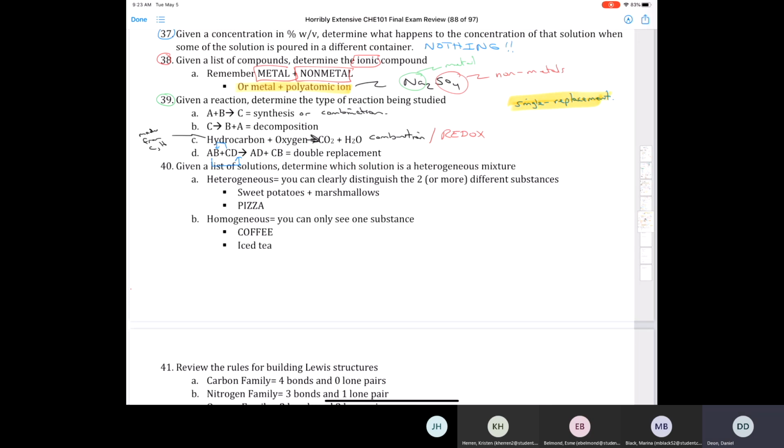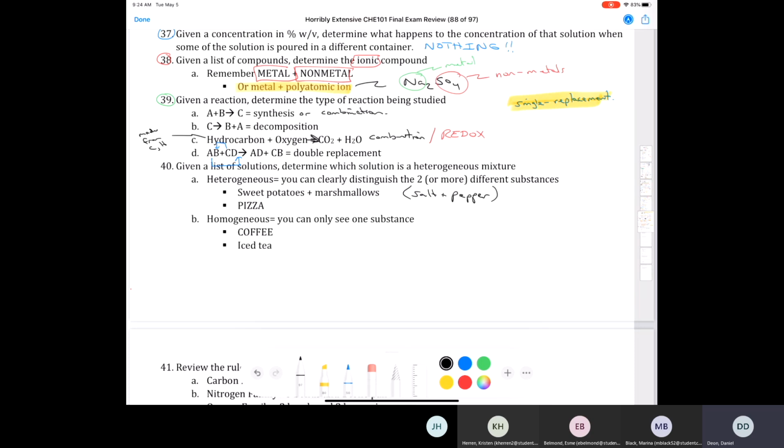In a heterogeneous mixture, you can clearly distinguish the two or more different substances. So let's say you mix up some sweet potatoes and marshmallows. That sounds horrible, but that would be a heterogeneous mixture. Let's come up with a better example. What about salt and pepper? If you go to Subway sandwiches, they have a special shaker where they combine salt and pepper. It's a real breakthrough in terms of technology, mixing those two seasonings together.